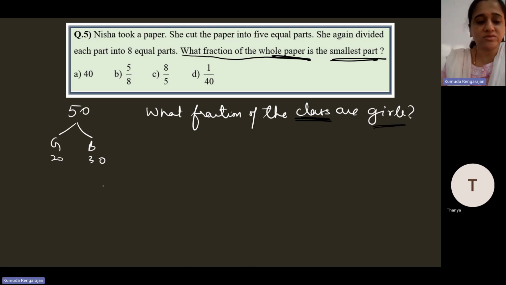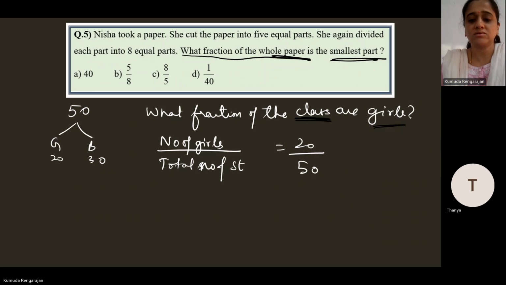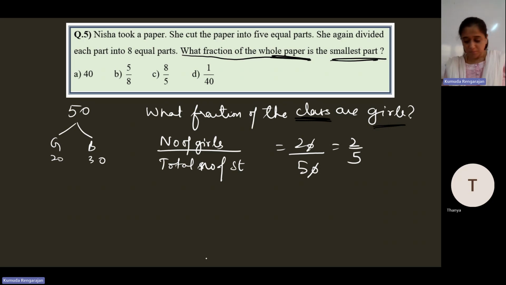Now, how do you answer this question? What fraction of the class are girls? The answer is a fraction, so you should have a numerator and a denominator. The numerator is the number of girls, and the denominator is the total strength, the total number of students. So how many girls? 20 girls. What's the total strength? 50. The 0s cancel, 2 by 5. 2/5 of the class are girls.